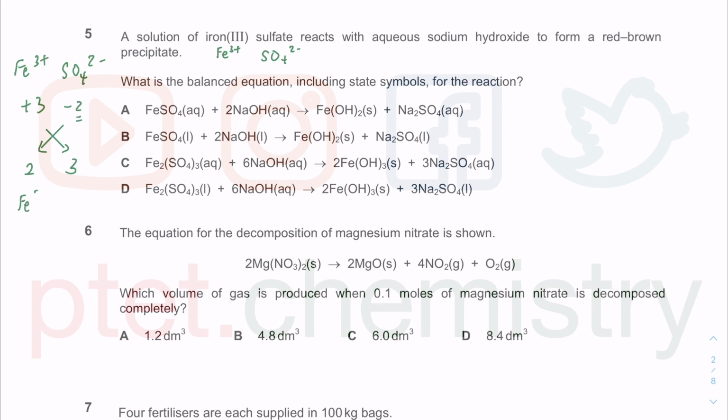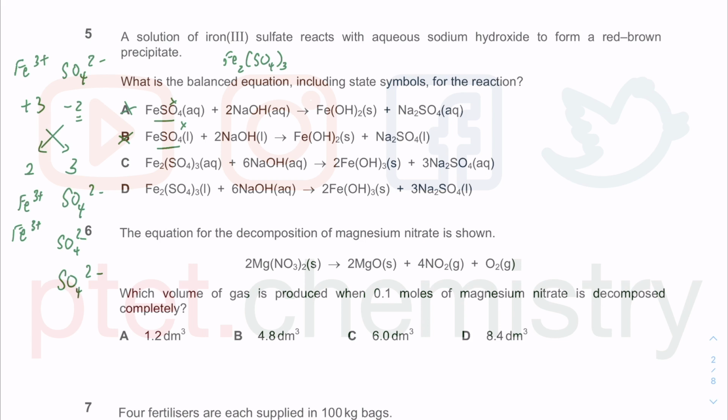This means 2 Fe3 plus. This means 3 SO4 2 minus. And therefore the formula we are looking at for iron 3 sulfate would be, if I just summarize it straight away, Fe2(SO4)3. So it cannot be this, it cannot be that, so A and B are out. We're looking at C and D. I'll tell you straight away without looking at them, they are exactly the same.